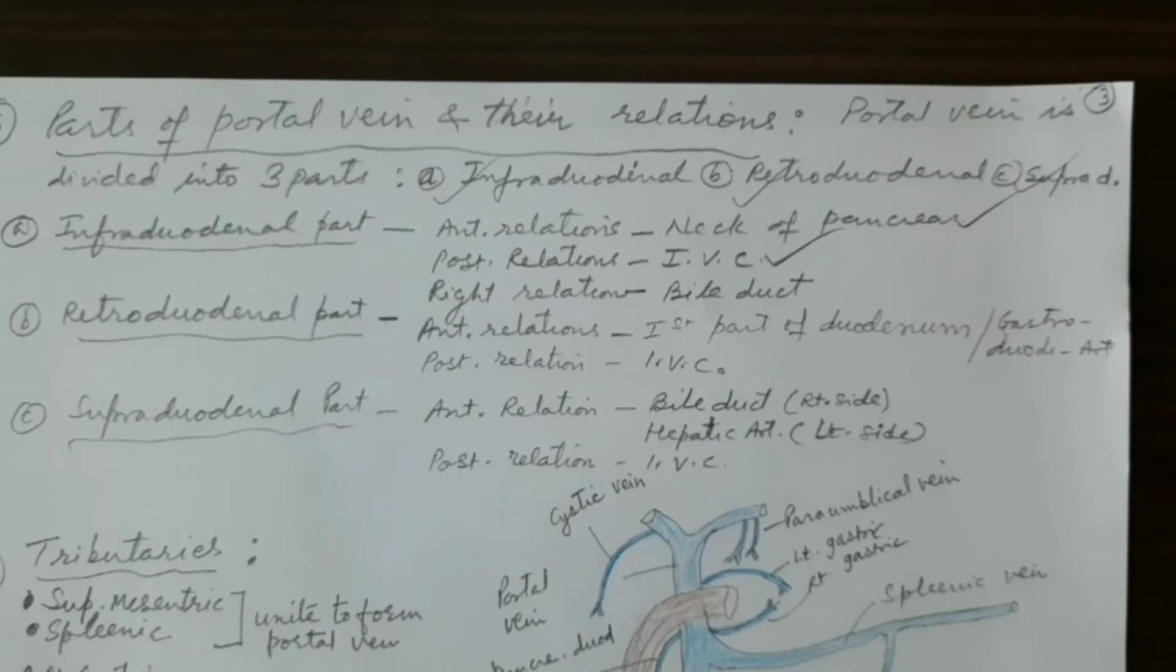Let us go to the third part and its relation, which is the supraduodenal part, above the first part of the duodenum, right up to porta hepatis, where it forms the anterior wall of the epiploic foramen. Anterior relations are the bile duct to the right side and the hepatic artery to the left side. That means these are the two structures, bile duct and hepatic artery. They lie just anterior to the portal vein.